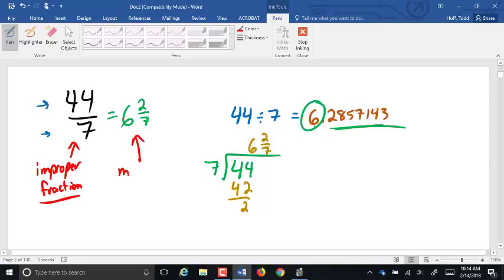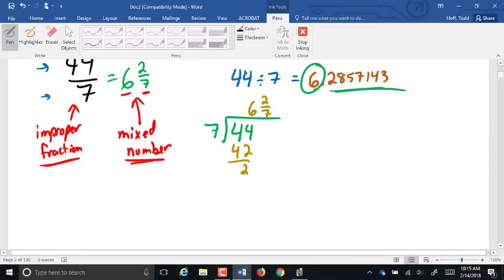This is what's called a mixed number. It's called a mixed number because it mixes whole numbers and fractions together. Now here we went from an improper fraction to a mixed number. What if we want to go back the other direction?